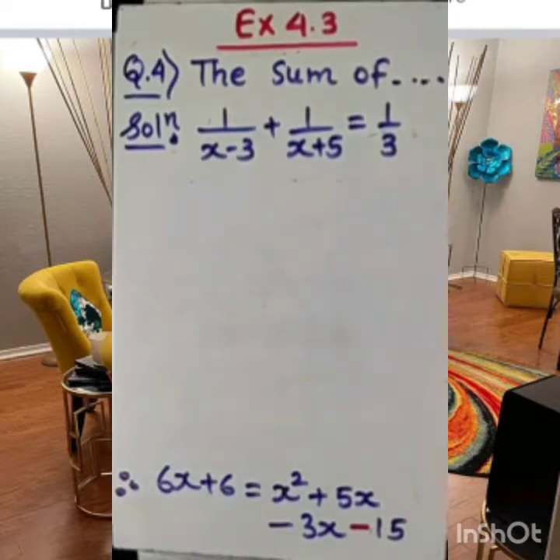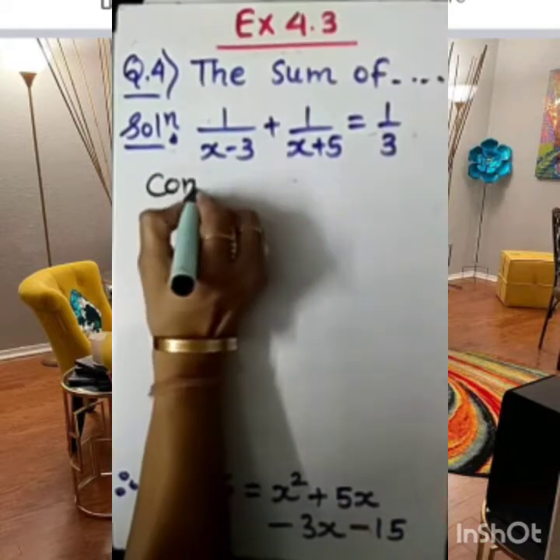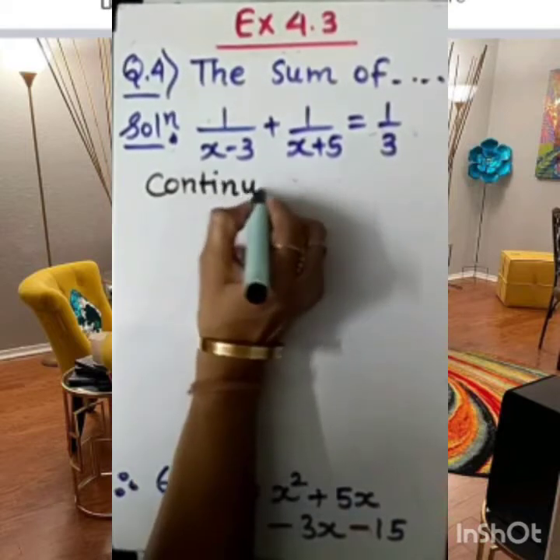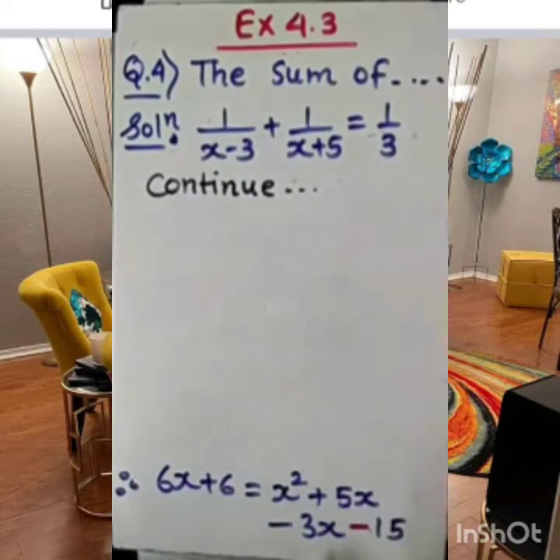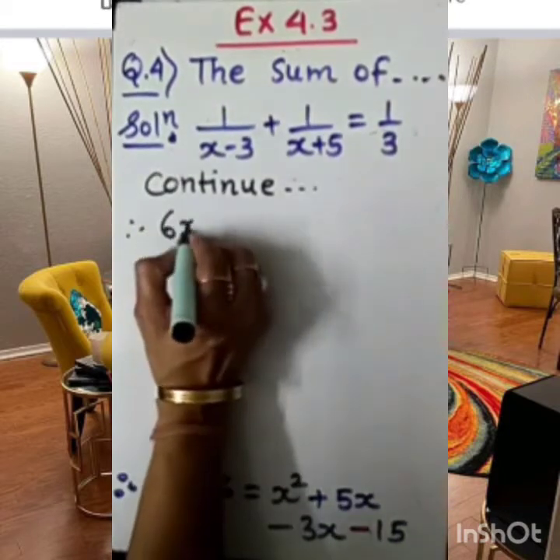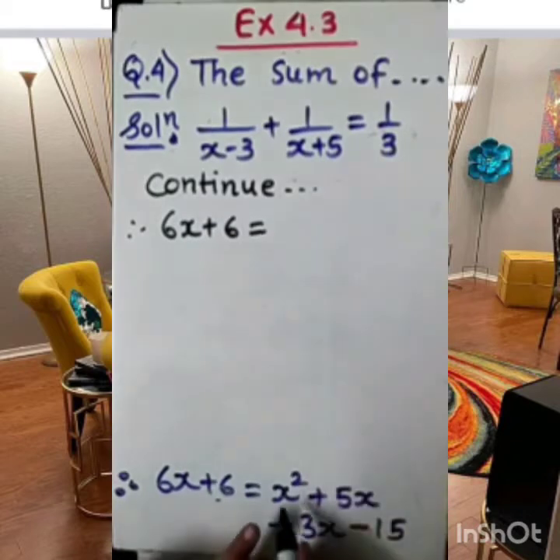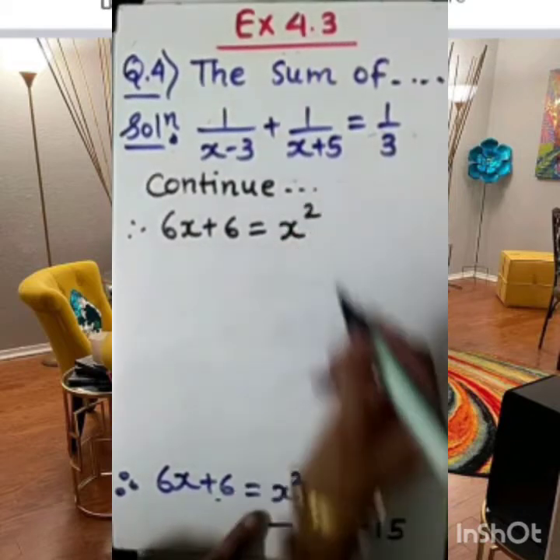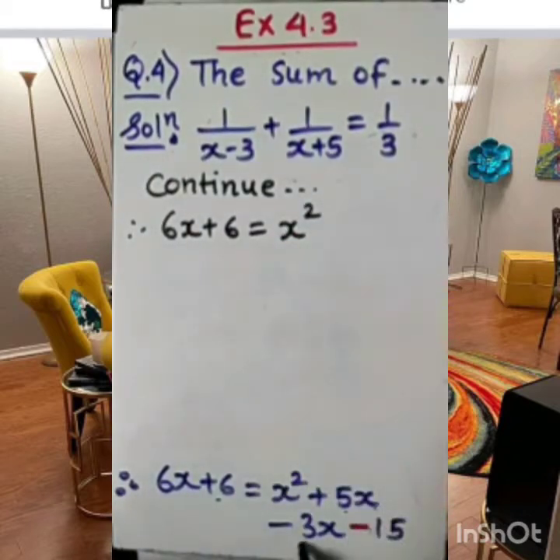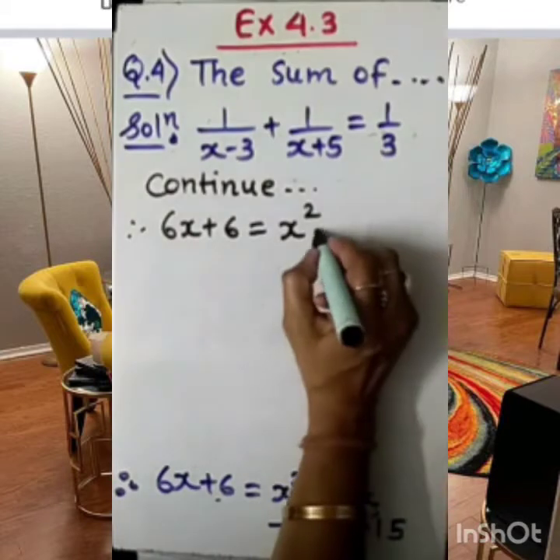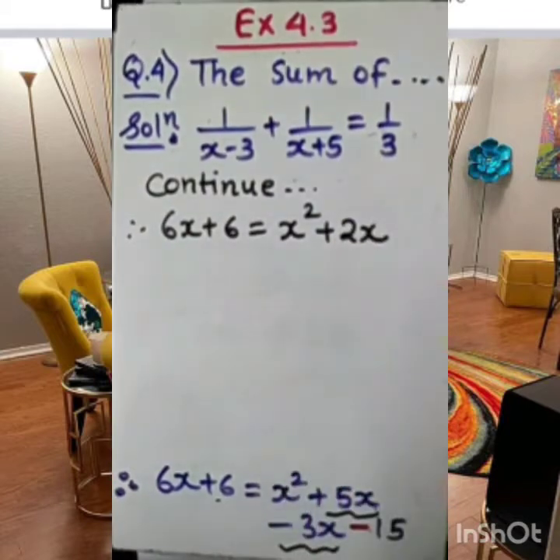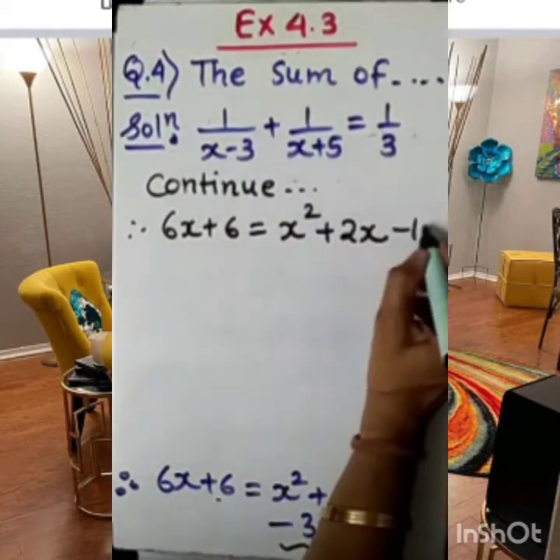The question is in continuation. Let's simplify. The equation is just like this. This side it is 6x plus 6. So let's note down: here this is x square plus 5x minus 3x. Let's simplify the similar terms: plus 5 minus 3 gives plus 2x. So this plus 2x and minus 15 is already on this side.